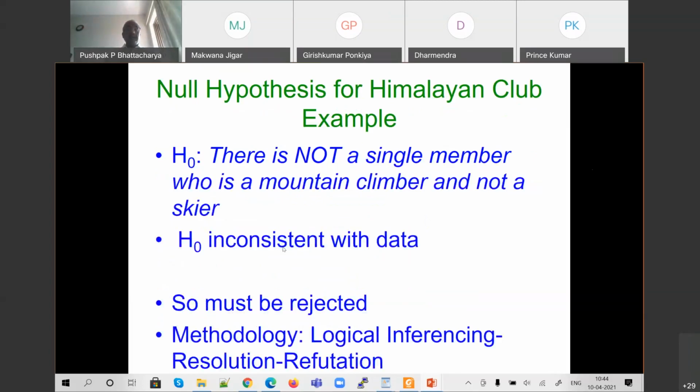And the null hypothesis is that there is not a single member who is a mountain climber and not a skier. And H0 is inconsistent with the data. We apply logical inferencing, which is resolution refutation, deterministic. Okay, nothing probabilistic about it.